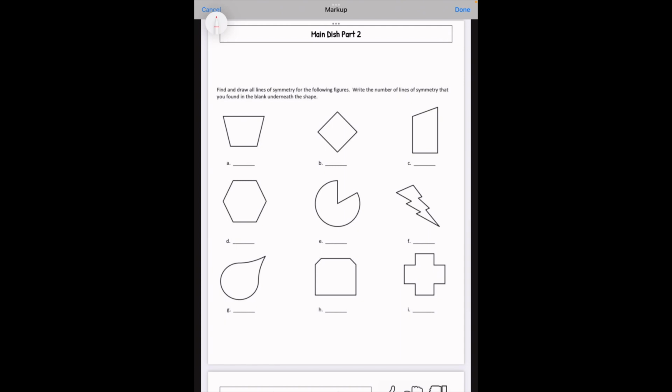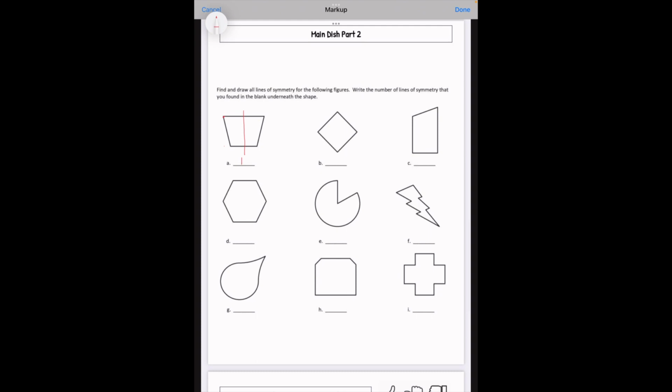So for this first shape we've got going on here, I know I can make a vertical line of symmetry, an up and down line of symmetry, because if I was to fold those over, it would be equal and symmetrical. I can't do a horizontal line because if I was to fold it over, this wider piece would actually land here, and that's not going to be equal or symmetrical. So I'm only going to say 1 for there being one line of symmetry.